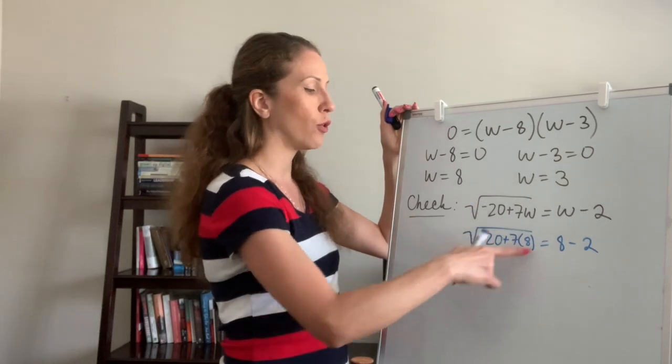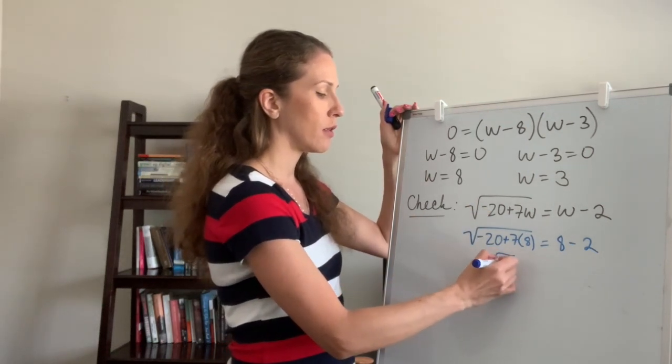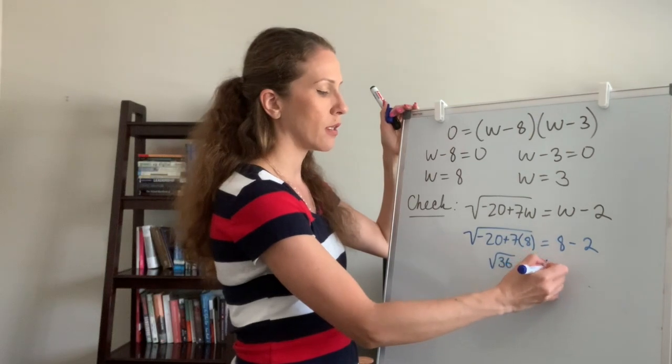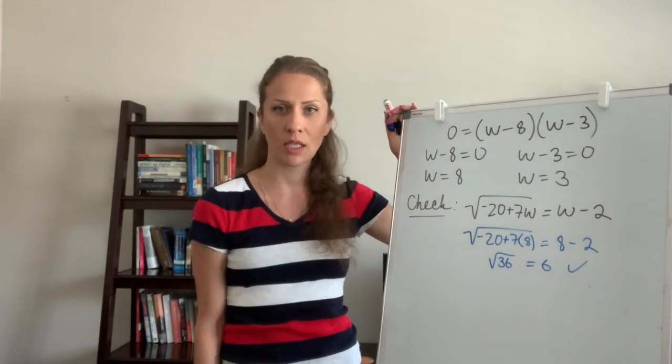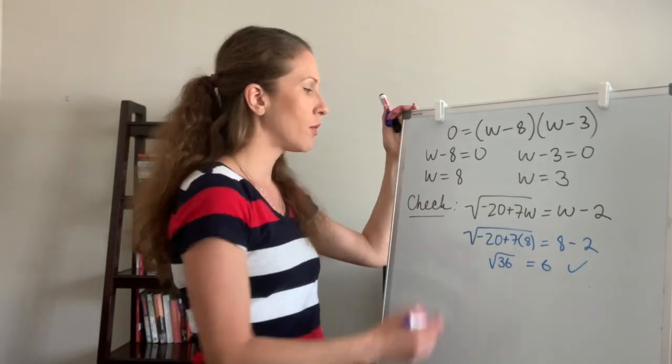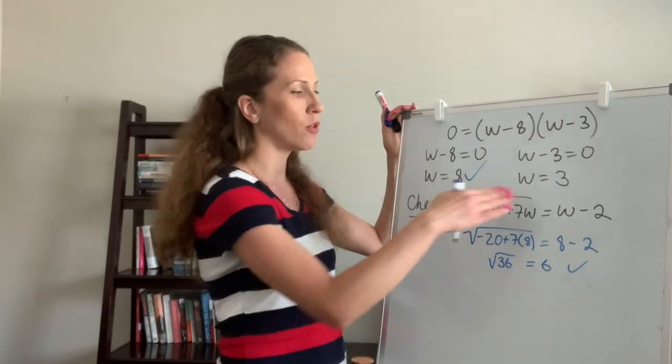So the square root of 36 equals 6. Is this true? Yes, the square root of 36 is in fact 6. So 8 works. 8 is my answer. Now I'm going to check the 3.